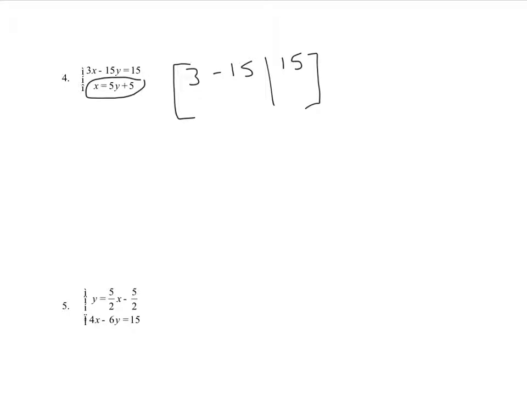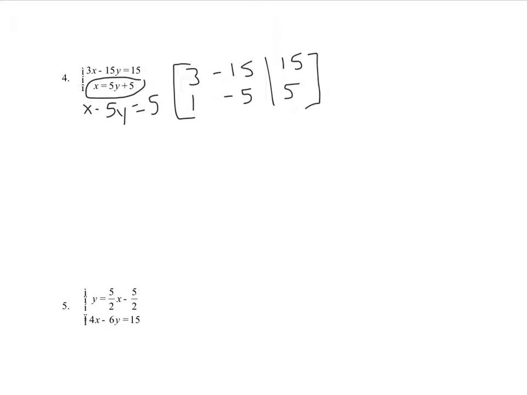So I'm going to have to subtract 5y from both sides, and I'll get x minus 5y equals 5. And now when I put it into the matrix, I'm going to have 1, negative 5, and then 5 over in the answer spot. Very important that you understand that you have to have it in standard form. The x's and the y's on the same side before you go into matrix form.